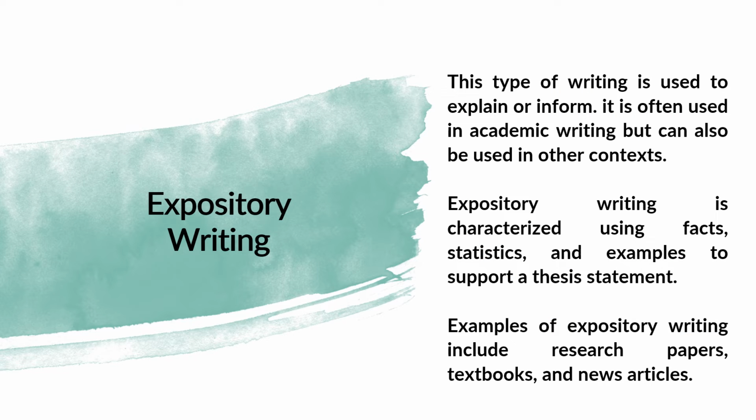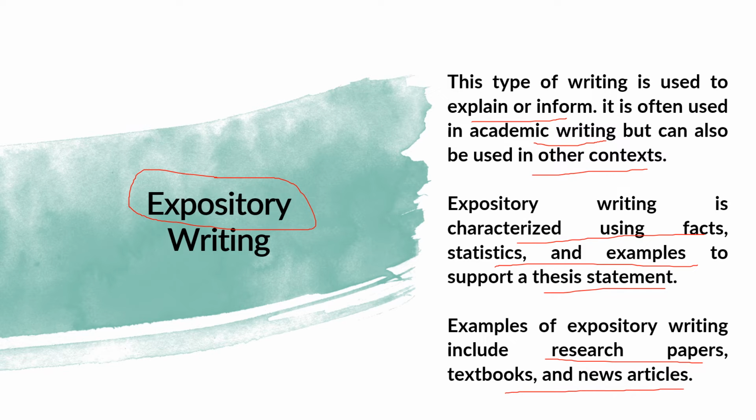The third writing that you will learn is the expository writing. So this type of writing is used to explain or to inform. It is often used in academic writing, but can also be used in other contexts. Expository writing is characterized using facts, statistics, and examples to support a thesis statement. Examples of expository writing include research papers, textbooks, and news articles.